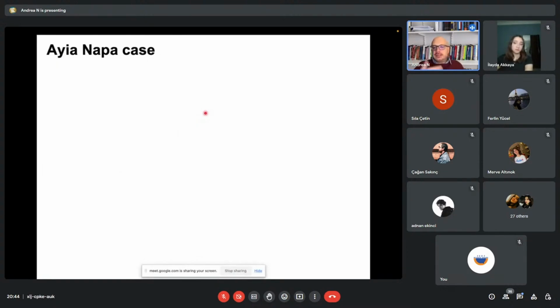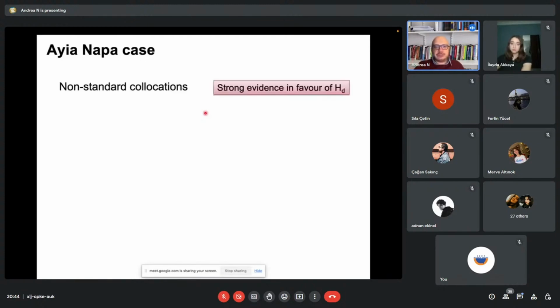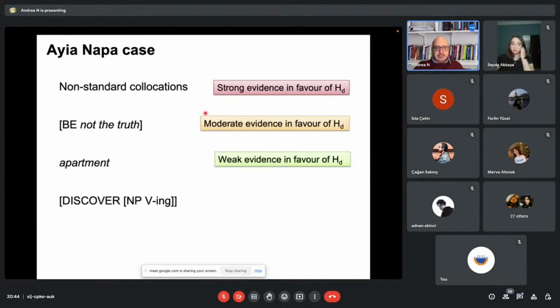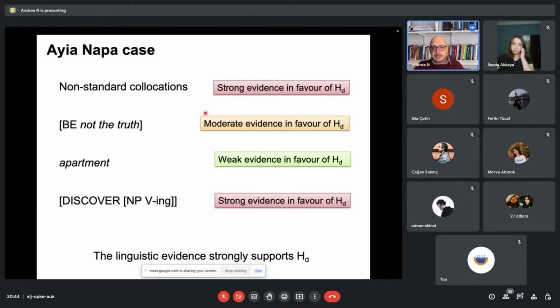Okay, so after having all the evidence, we can just draw a conclusion. This non-standard collocation is strong evidence, the not truth is moderate, apartment is weak. This last piece is strong. So overall, because it's very hard to find explanations for these two points really, my conclusion was that linguistic evidence supports the defense hypothesis.